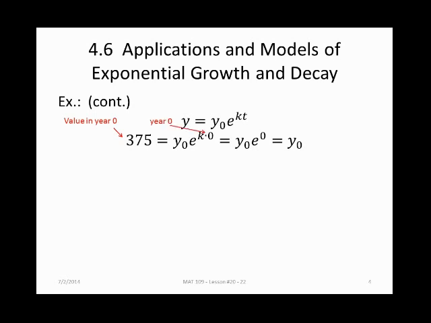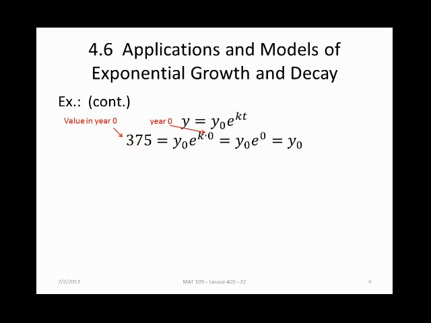And here we put the year 0 for time 0. Well, if we have k times 0, anything times 0 is just 0. So what we have is e to the 0 power. Anything raised to the 0 power is just equal to 1. So this is just 1. So the right-hand side of the equation just reduces to y sub 0. The left-hand side was 375. Therefore, y sub 0 equals 375.